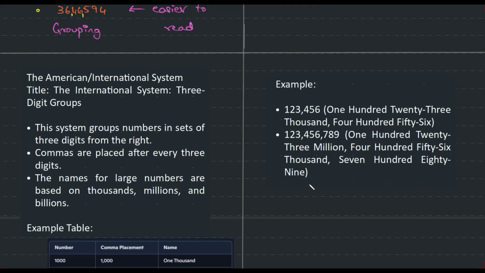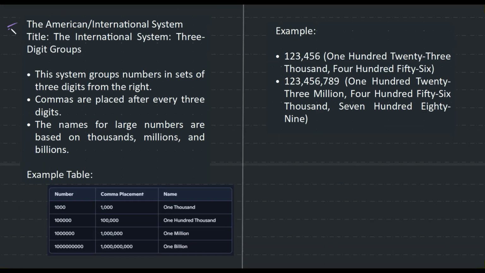Okay. Now let's look at the two versions. So we have the international system, the 3-digit group version. So let's see what the rules are. This system groups numbers in sets of 3 digits, always 3. Commas are placed every 3 digits. The names for larger numbers are based on thousand, million and billion.